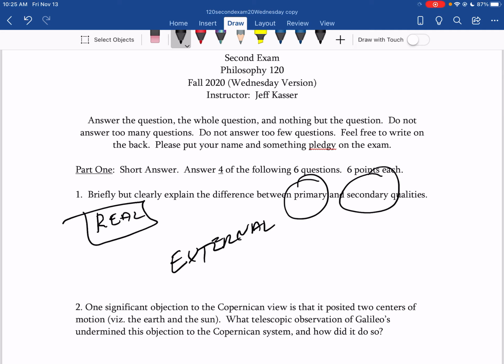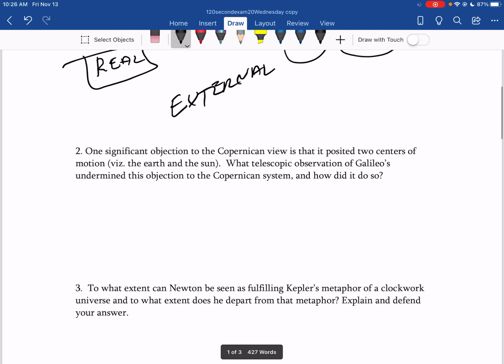You needed, in order to get full credit, to show me that you understood that primary qualities do not depend for their existence on there being a second thing, as it were, an observer, whereas secondary qualities do. But that doesn't mean we're just sort of painting colors onto the world. It means secondary qualities are a product of interactions between external objects and their primary qualities on the one hand, and our sensory apparatus and our minds on the other.